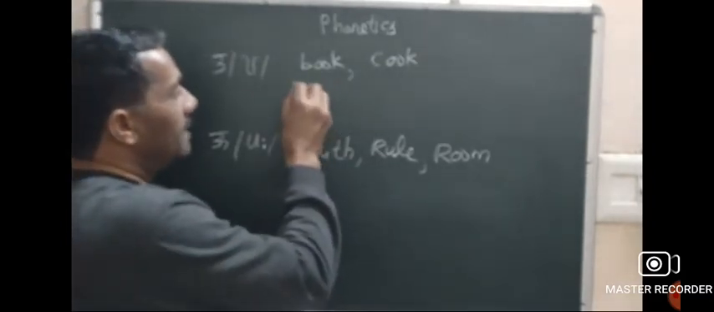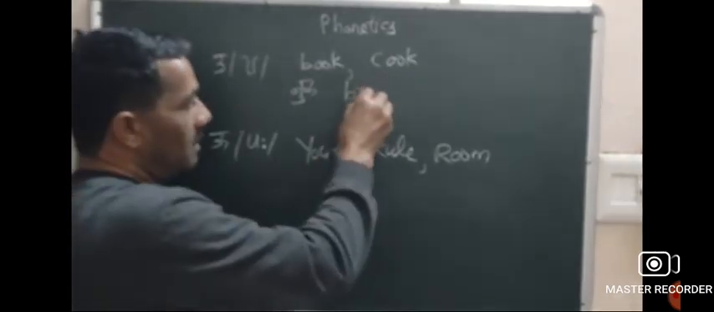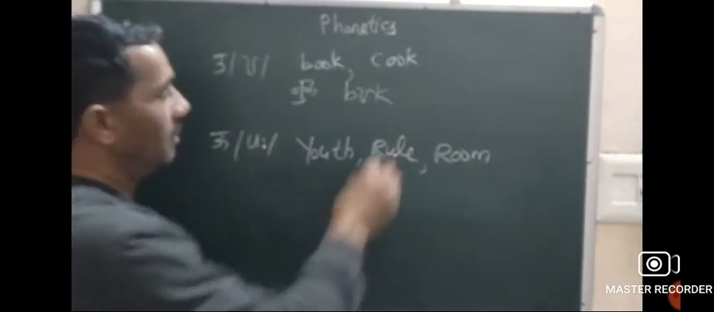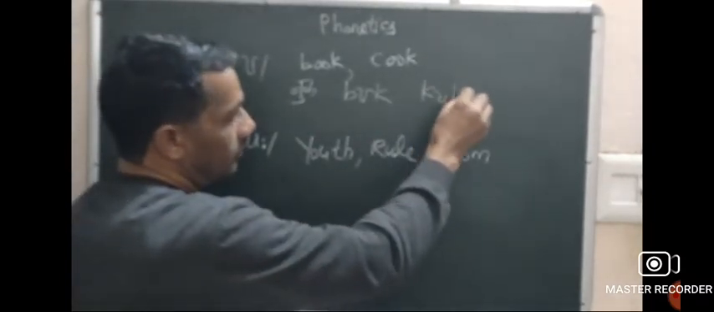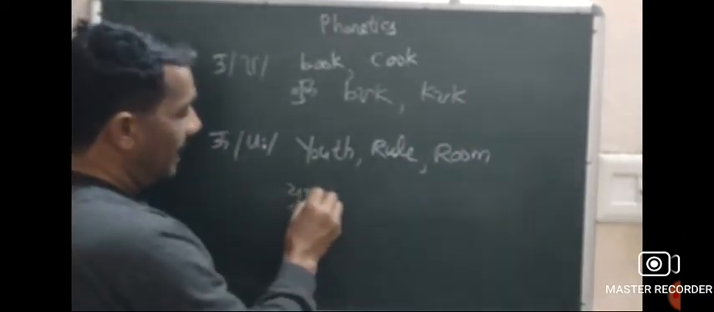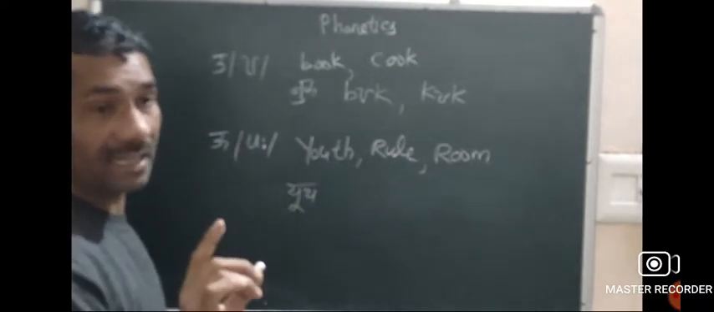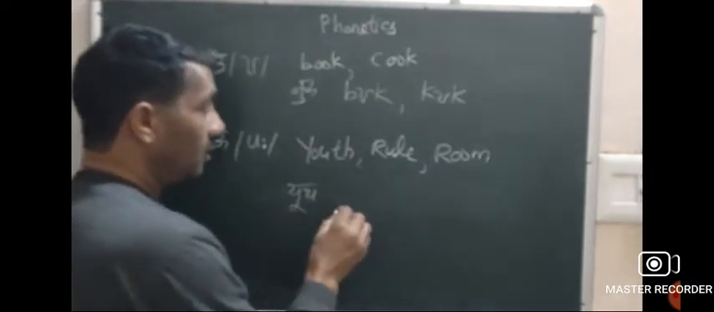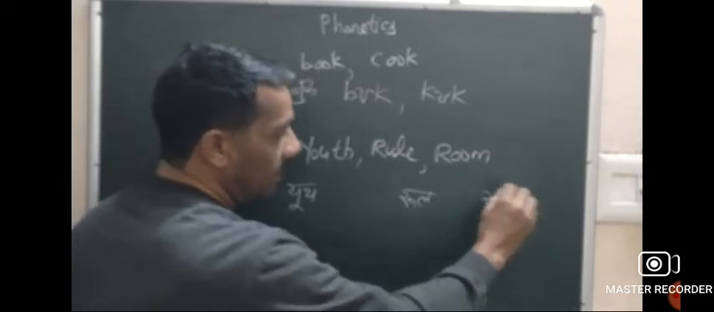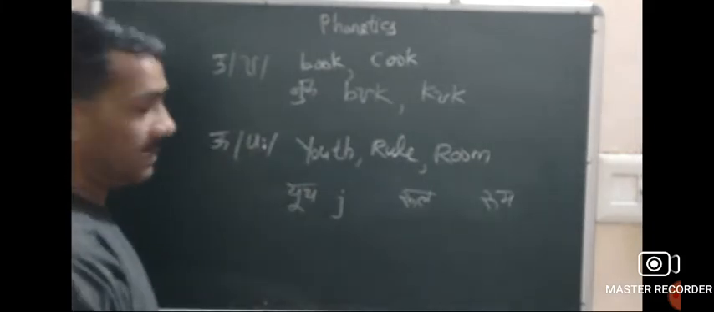Book, sir. When we write it in Hindi, what is the symbol of B? B. What is the symbol of the short u? U. And what is the symbol of K? K. Book. Again, cook. Then youth. We write that particular word in Hindi. This is my personal logic. Don't try to implement it everywhere. You may be wrong with my idea. Youth. Then rule, again room. Youth, what is the symbol of ye?